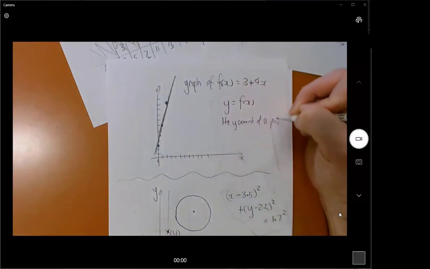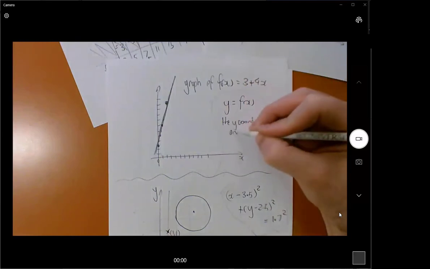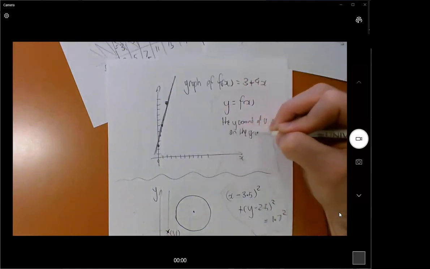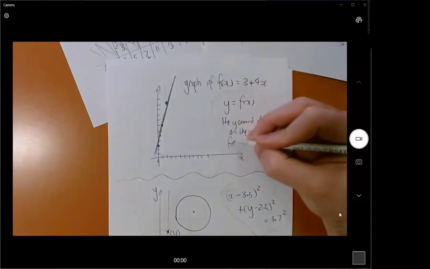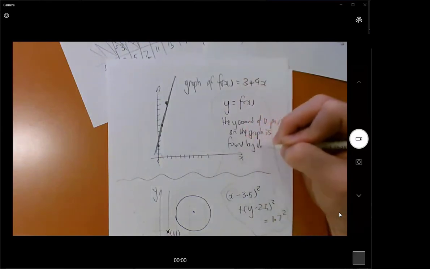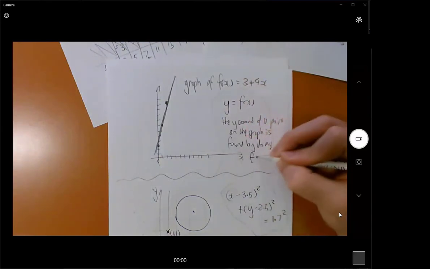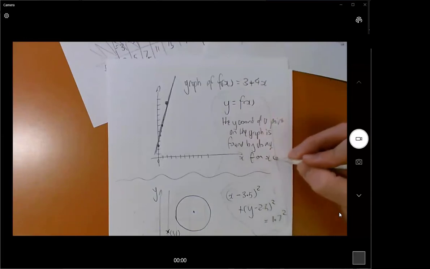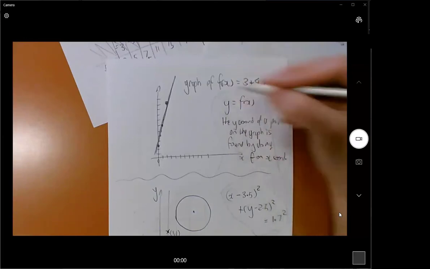of a point on the graph is found by doing f on the x coordinate. That's what that means.